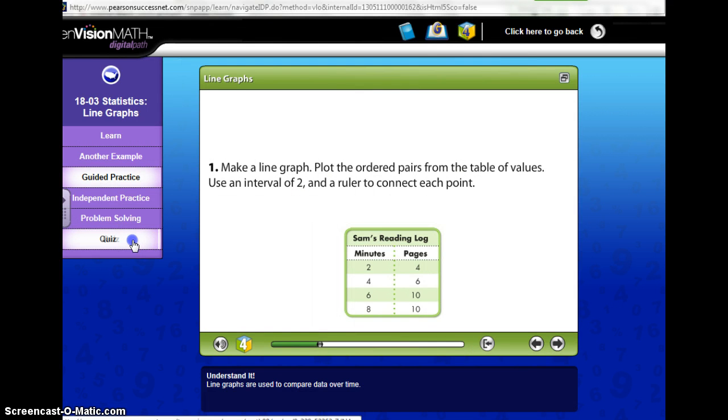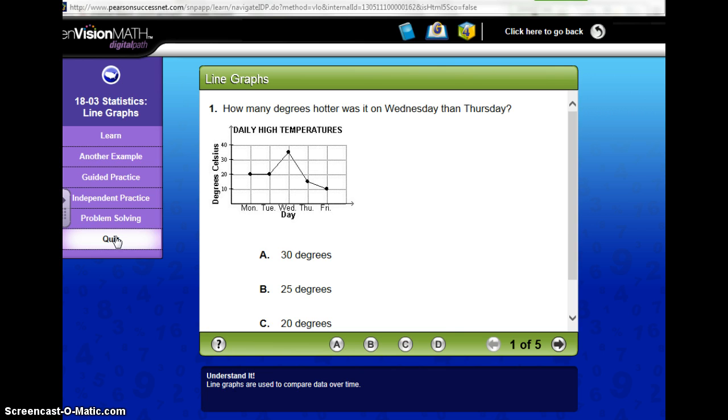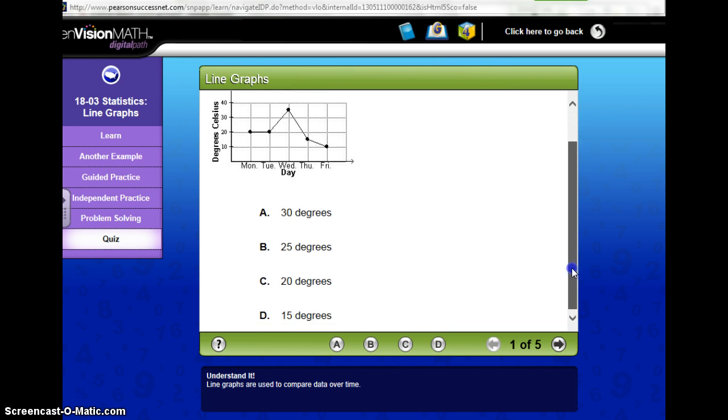All right, let's take a look at some line graphs and try to answer some questions regarding them. The first one. How many degrees hotter was it on Wednesday than Thursday? Okay. 10, 20, 30, 40. Okay. Wednesday is here. Thursday is here.